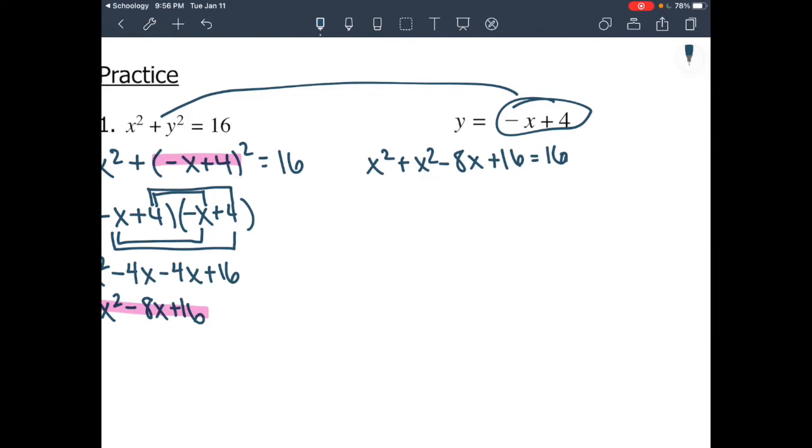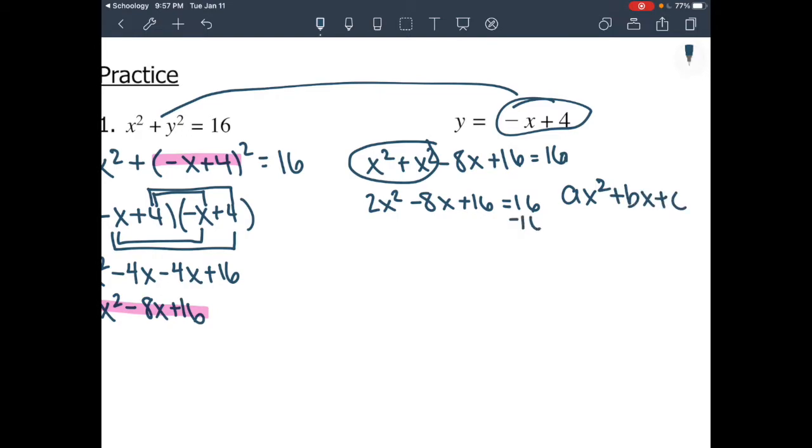So we need to simplify here. So we have 2x squared minus 8x plus 16 equals 16. And then I'm going to make it look like this, ax squared plus bx plus c, sorry. So I'm going to take away the 16 from both sides to get those c's together. Okay, so now we got 2x squared minus 8x blank equals 0.